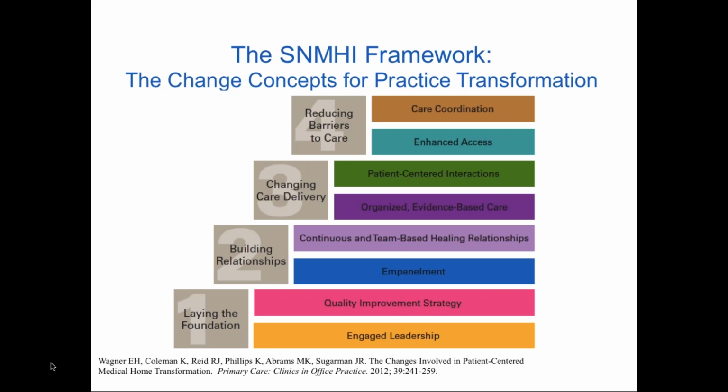These are the four things that we don't have to perfect, but we have to be working on them all, and have all four change concepts working together before we can expect to get very far tackling the upper-level ones: the evidence-based care, the patient-centered interactions, enhanced access, and care coordination, all of which really make up population health and the things we do to achieve the triple aim.